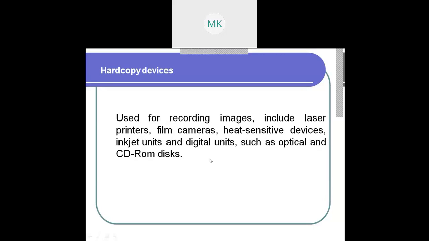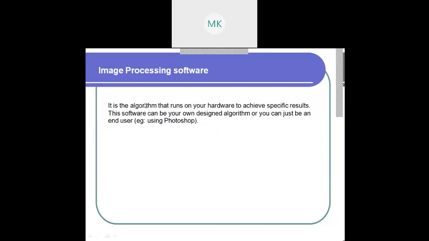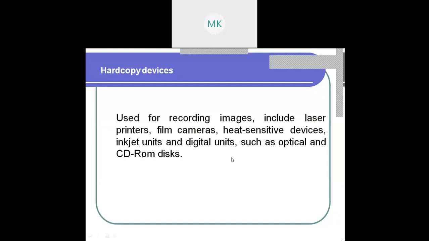First component is the sensor, which consists of two devices: the first is a physical device, and the second is a digitizer. The second component is a computer. The third is mass storage devices, in the form of short-term storage, online storage, and archival storage. And the next is hard copy devices, which make use of laser printers, film cameras, heat sensitive devices, inkjet units, and digital units such as optical and CD-ROM disks.